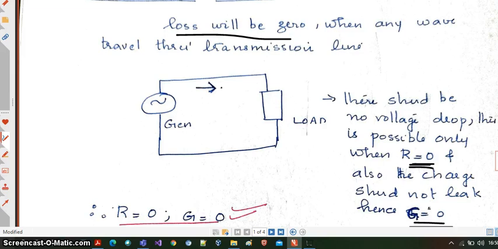If there should be no voltage drop, then the resistance should be equal to 0. Similarly, if there should be no current leakage, then the conductance should be equal to 0. So that is how we arrived at the condition R equal to 0 and G equal to 0. These are the two conditions of a lossless transmission line.